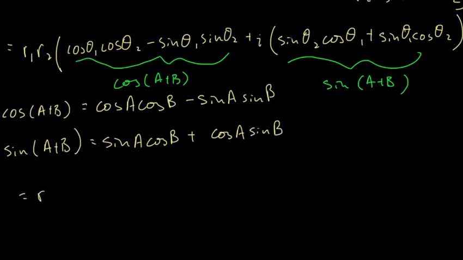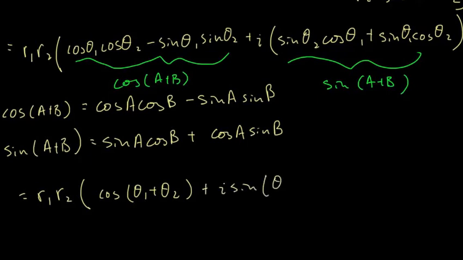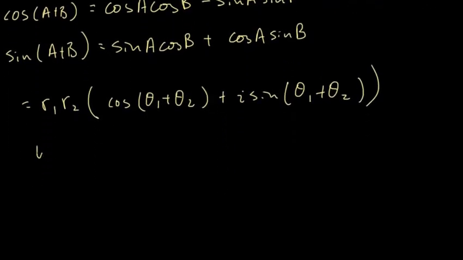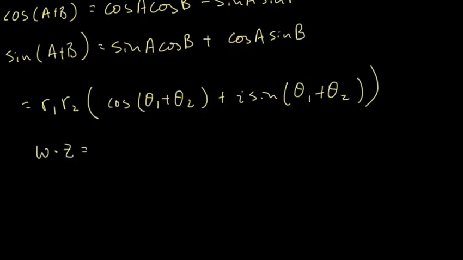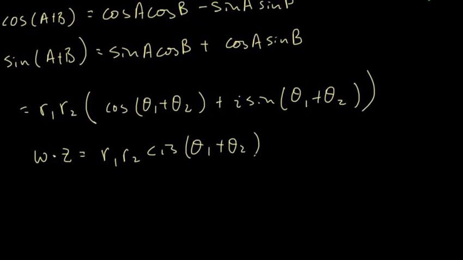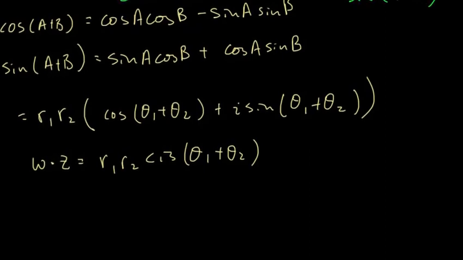Okay, so we've arrived at a conclusion that r1 times r2 into cos(theta 1 + theta 2) plus i sine(theta 1 + theta 2). So in other words, the product of w multiplied by z is equal to r1 r2 cis(theta 1 + theta 2). Okay, it's that simple.